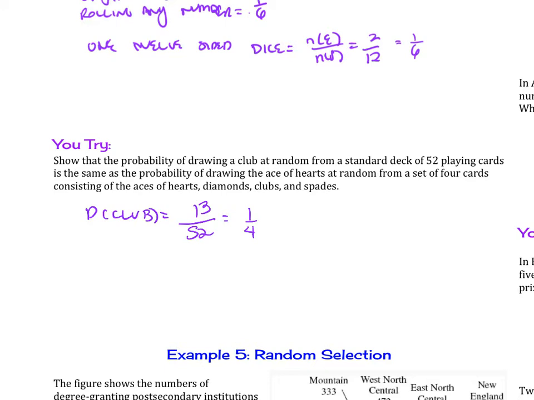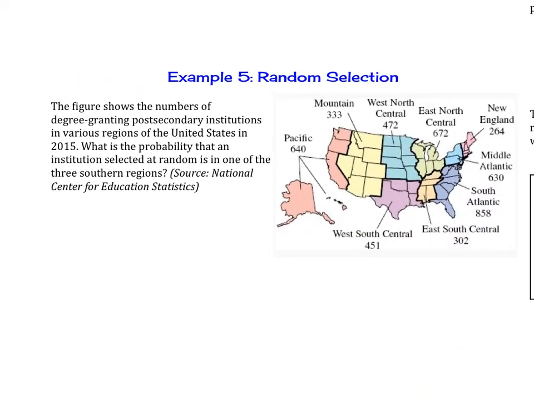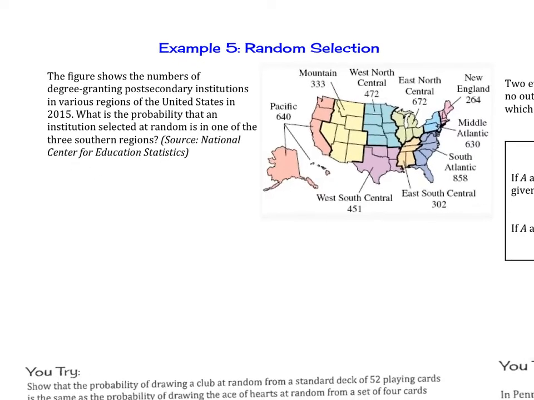Now if we had only 4 cards, so probability of an ace of hearts, so our sample space, we only have 4 cards, and then if all aces are in there, then you have 1 in 4 chance of drawing an ace as well. Let's look at random selection.